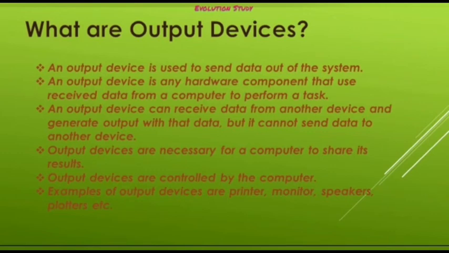It is any hardware component that uses the received data from a computer to perform a task. An output device can receive the data from another device and generate the output with that data, but it cannot send the data to another device. Output devices are necessary for a computer to share its results. Output devices are controlled by the computer. Example can be printer, monitor, speakers, plotters, etc.